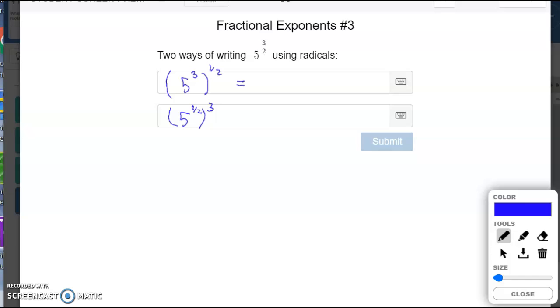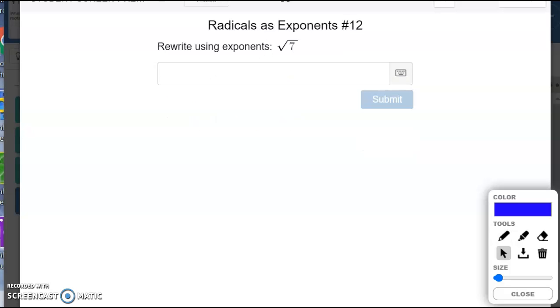Okay, the first will be 5 to the power of 3. What's inside the parenthesis is 5 to the power of 3, and then whatever that is, you're taking a square root of. The second one is you're taking a square root of 5 and then raising that to the power of 3. So they're both valid. This time we're being asked to rewrite square root of 7 as exponents. So this is in radical form. We want to convert that to exponent form, that is the same as 7 to the power of half.